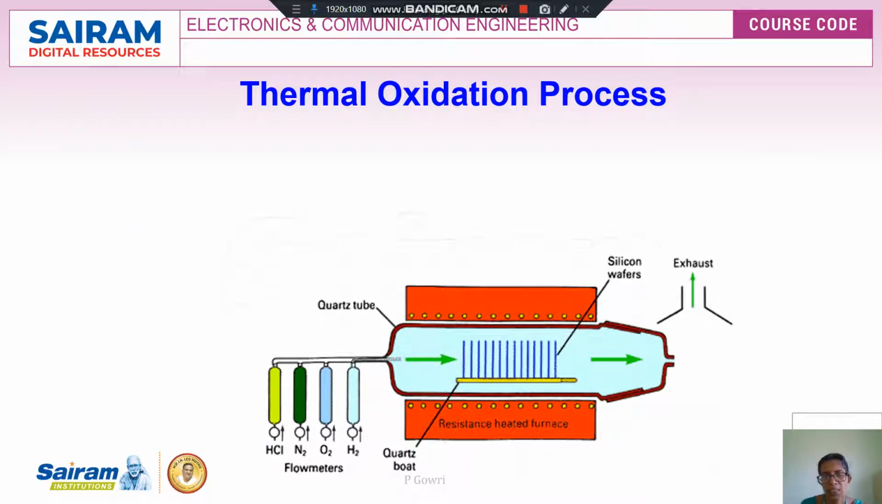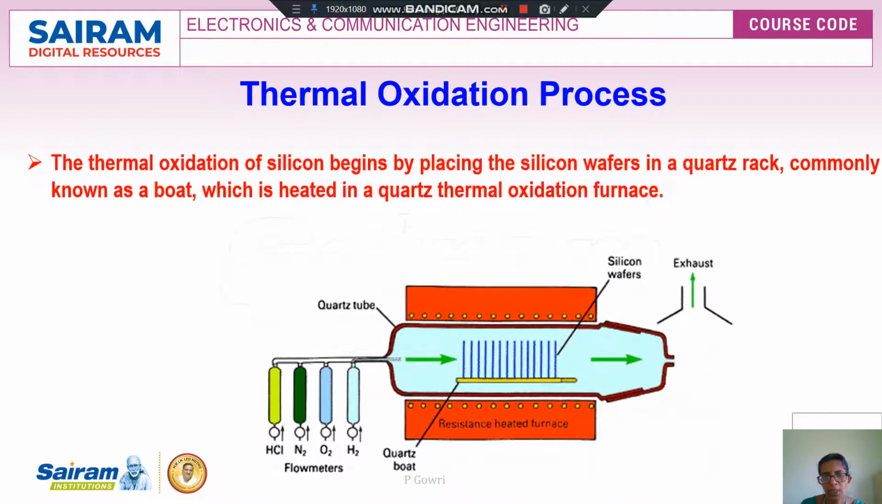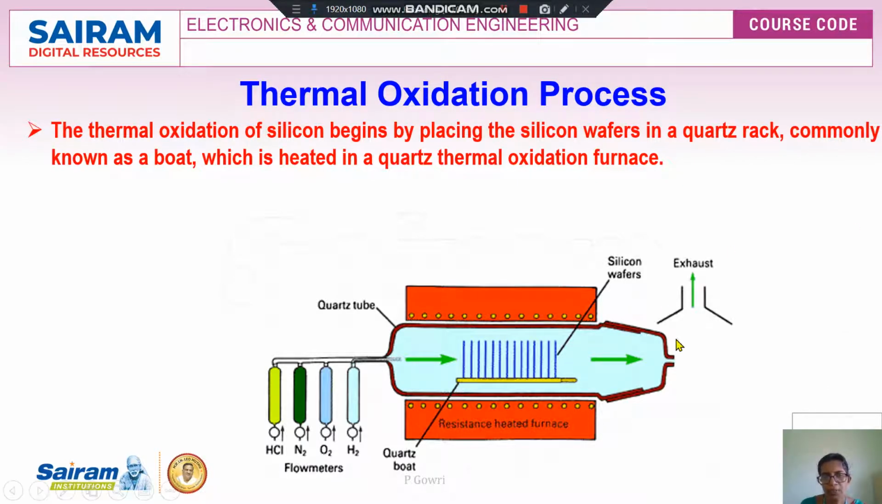So next we will be seeing the procedure. So here you will have a furnace which will be highly pure, in which we will have the silicon wafers placed horizontally. So this furnace will be heated to a very high temperature, and we can have different gases flowing through this. So the thermal oxidation begins by placing the silicon wafer in the quartz rack, which is called the boat, which is heated in a quartz thermal oxidation furnace.